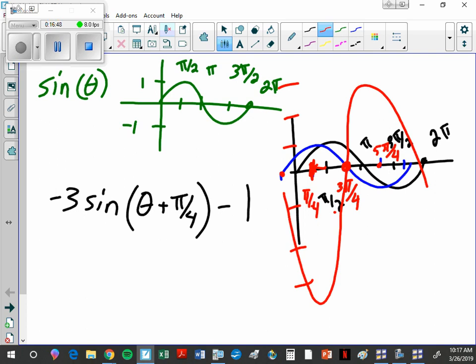All right. Oh, and you can do the same thing with the cosine. Nice shot. So the cosine is the same idea, except the original function looks a little bit different. But all the rules are the same. All right.